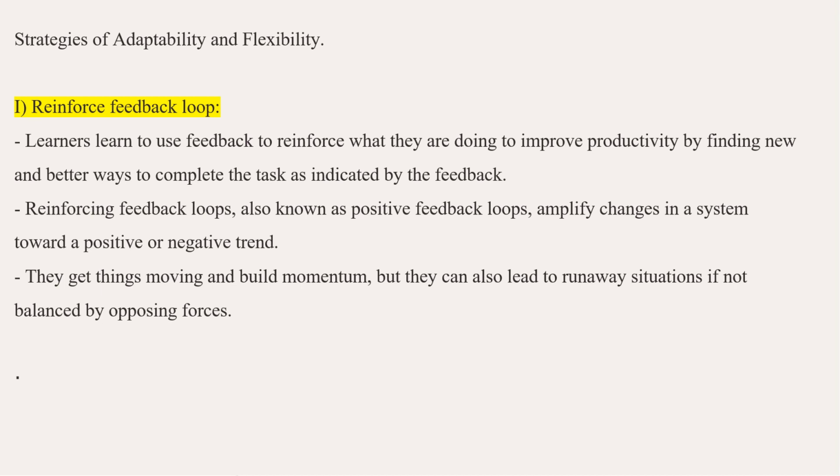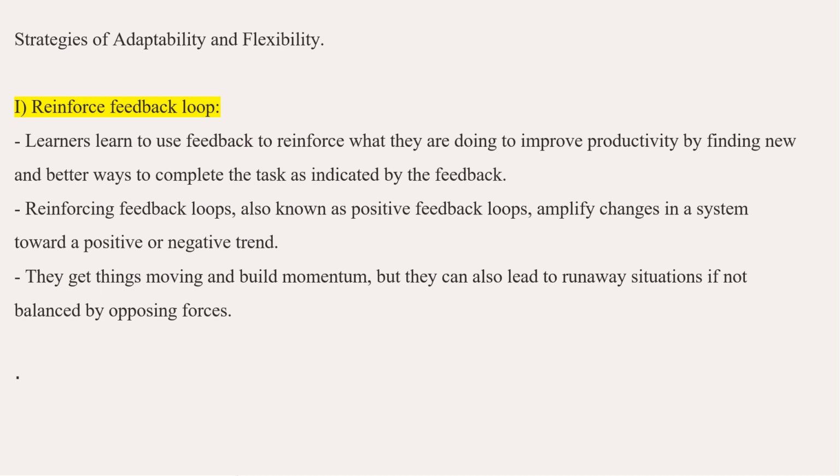The first one is the reinforcing feedback loop. The reinforcing feedback loop refers to learners using feedback to reinforce what they are doing to improve productivity by finding new and better ways to complete tasks, as indicated by the feedback. In other words, the reinforcing feedback loop, also known as the positive feedback loop, helps to amplify changes in a system toward a positive or negative trend.